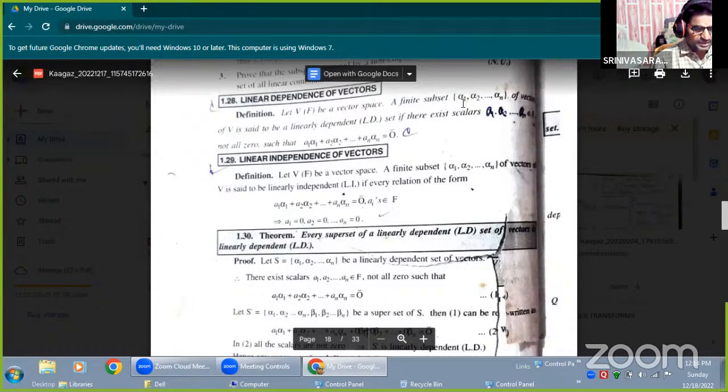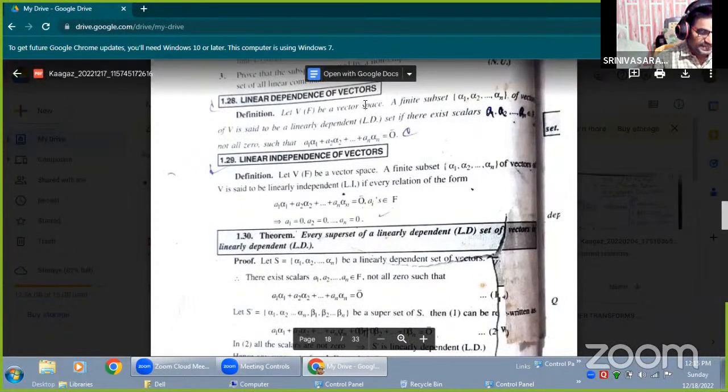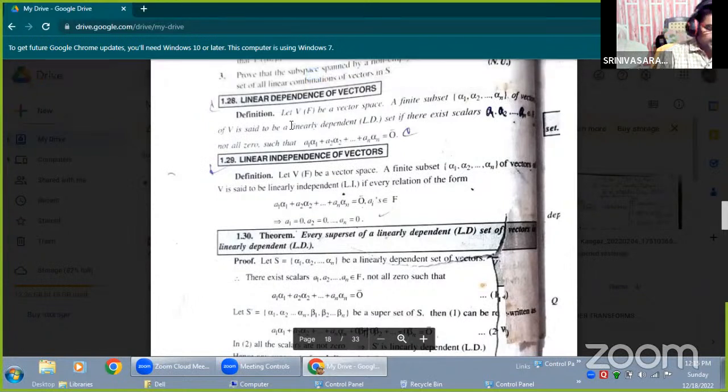The matrix method. First of all, you have to arrange those vectors in matrix form. Alpha 1 is the first row, the second vector is the second row of the matrix, and alpha n is the nth row of the matrix. Then find the determinant of the matrix. When the determinant of the matrix is zero, that is called linear dependence. That is the second definition of linear dependence of vectors through matrices.